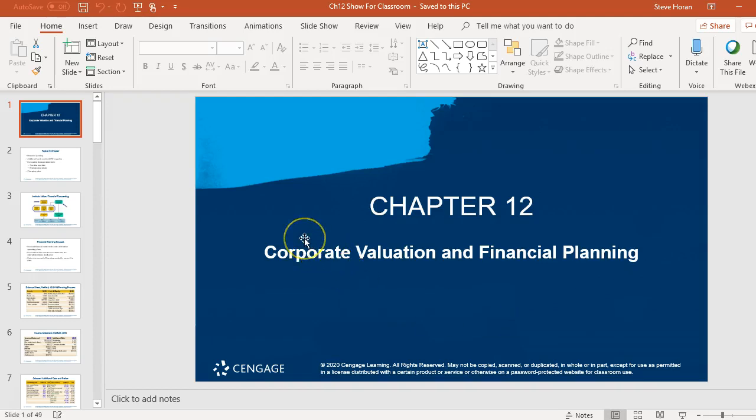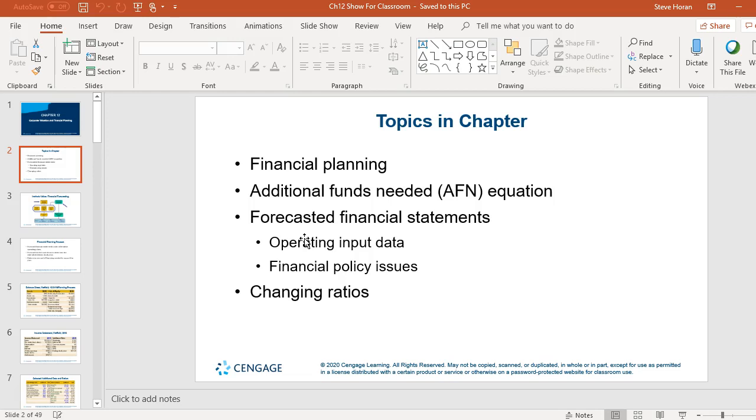Let's take a look at Chapter 12, called Corporate Valuation and Financial Planning. The things we talk about mostly in this chapter are what they call the additional funds needed equation, and a little bit about forecasting and some tools that we can use to forecast what our results will look like in year 2, 3, 4, just some period in the future.